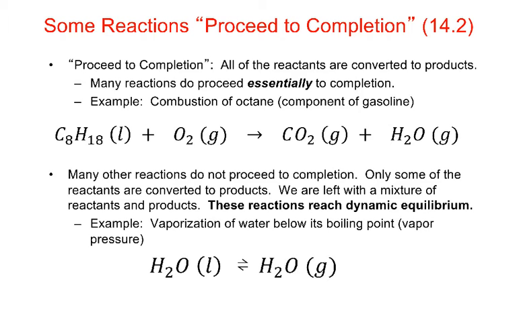But there are many other reactions that do not proceed to completion, and only some of the reactants are converted to products. In the end, we're left with a mixture of both reactants and products present, and these reactions are said to reach dynamic equilibrium.